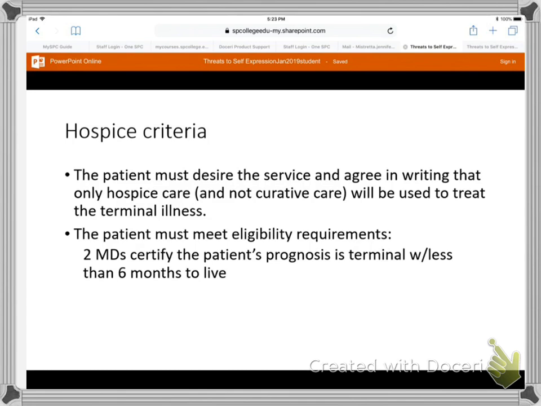The other thing is the patient has to meet the eligibility requirement of having 6.